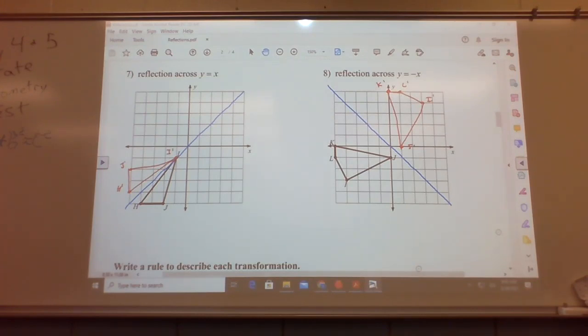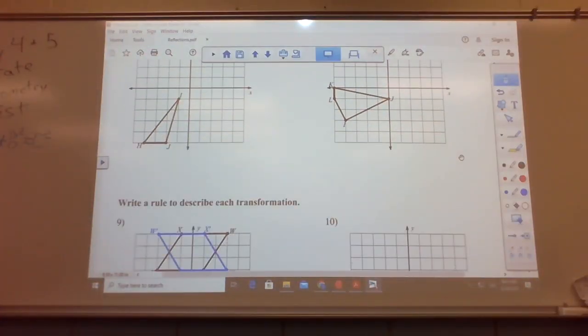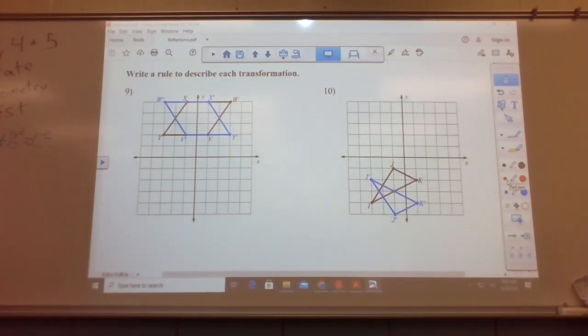Does anybody need more time on 7 and 8? Now the last four, they're all graphed. You've got to say, what did it do? They're the quickest of the bunch.